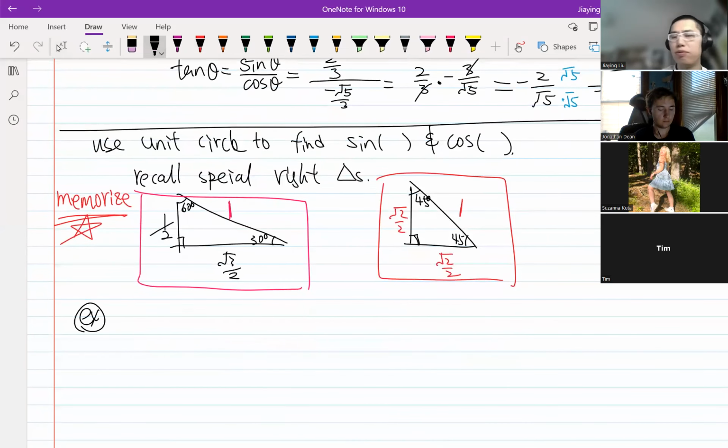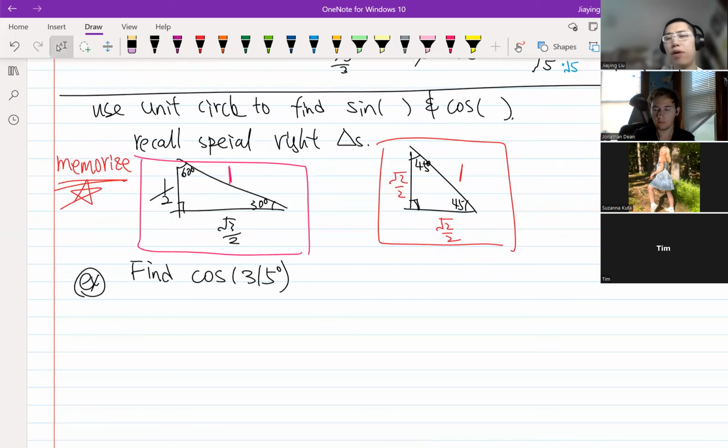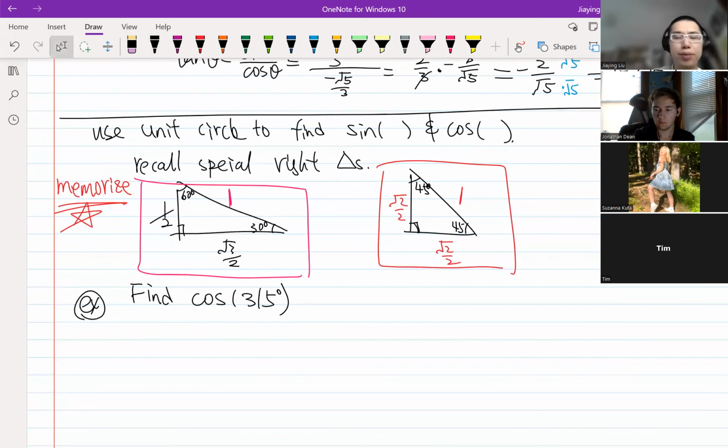So example 1. We're going to find cosine of 315 degrees using the unit circle. A problem like this, you're not allowed to use the calculator, so just be comfortable with the process. So the way I do it, step 1.